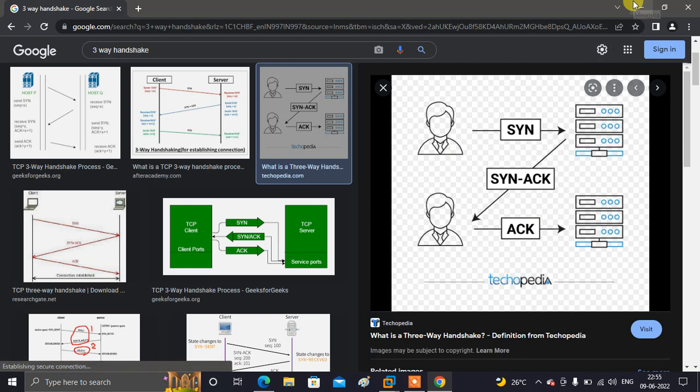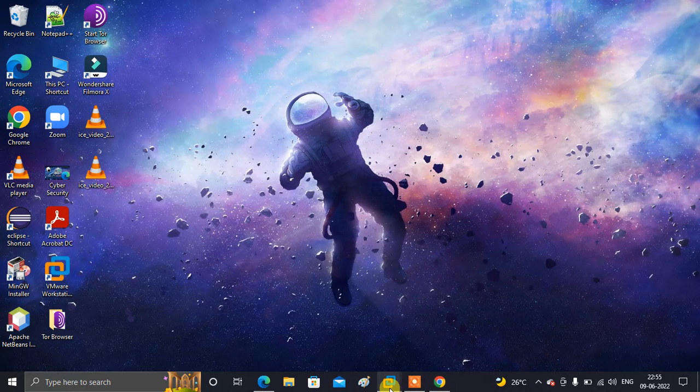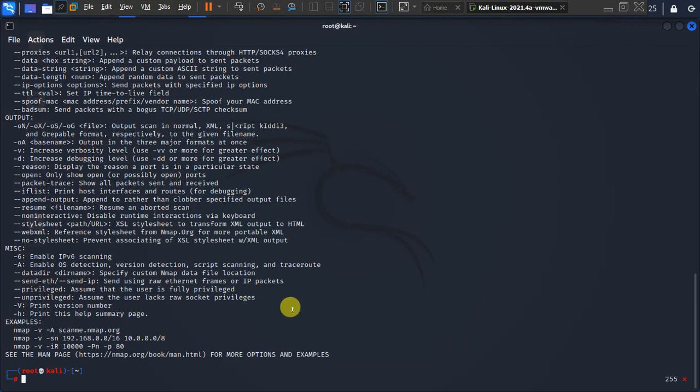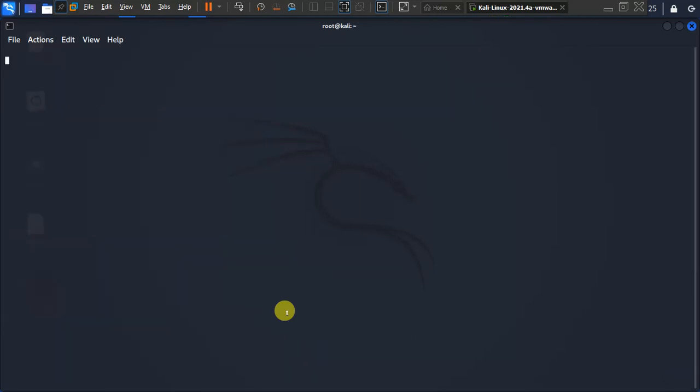We will discuss 3 different scans today, and in the upcoming videos we will discuss more types of scanning. Now we will discuss how an attacker can perform a full open scan. This full open scan is also called a TCP connect scan, because in this scanning mechanism the attacker makes sure the port is open by completing the 3-way handshake.